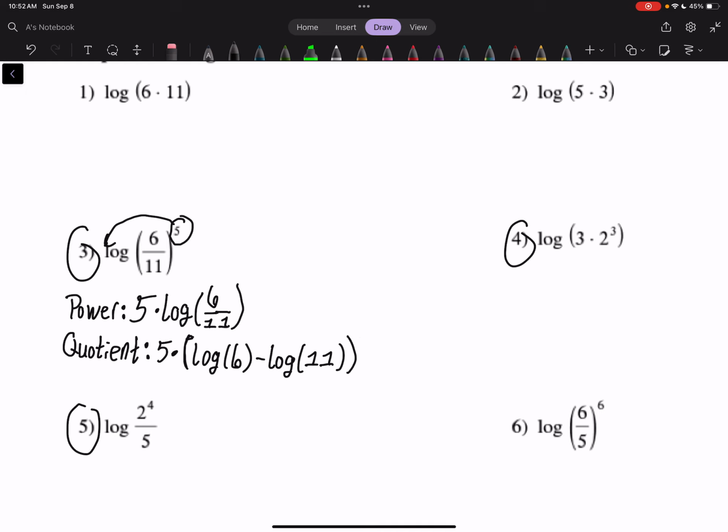This answer is completely sufficient. However, just because I guess you can say I want to be hateful, I'm going to say we're not done here. I want you to distribute that 5 to both of your logs. And then we'll be done. So, I'm going to say 5 times log of 6 minus, I'm going to go ahead and draw the arrows just so you can see what I'm doing, 5 times log of 11. Okay, I'm done with that one.